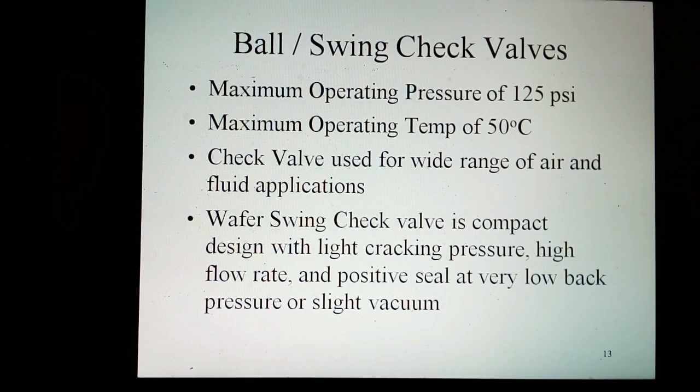Swing flash ball check valves. Maximum operating pressure of 125 psi, maximum operating temperature of 50 degrees centigrade or 140 degrees Fahrenheit. Check valve covers a wide range of air and fluid applications. The wafer check valve is a compact design with a light cracking pressure, high flow rate, and a positive seal at very low back pressure or slight vacuum.